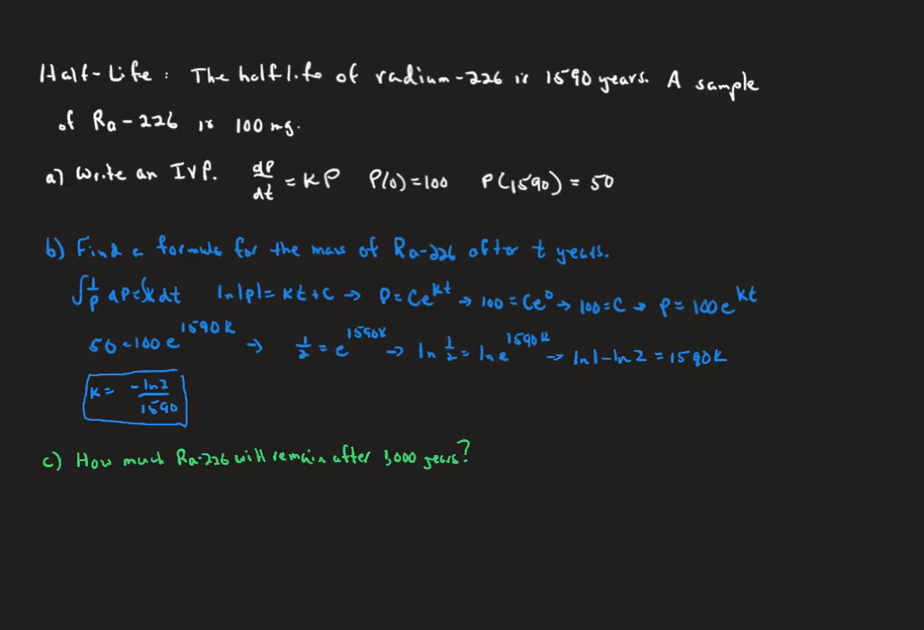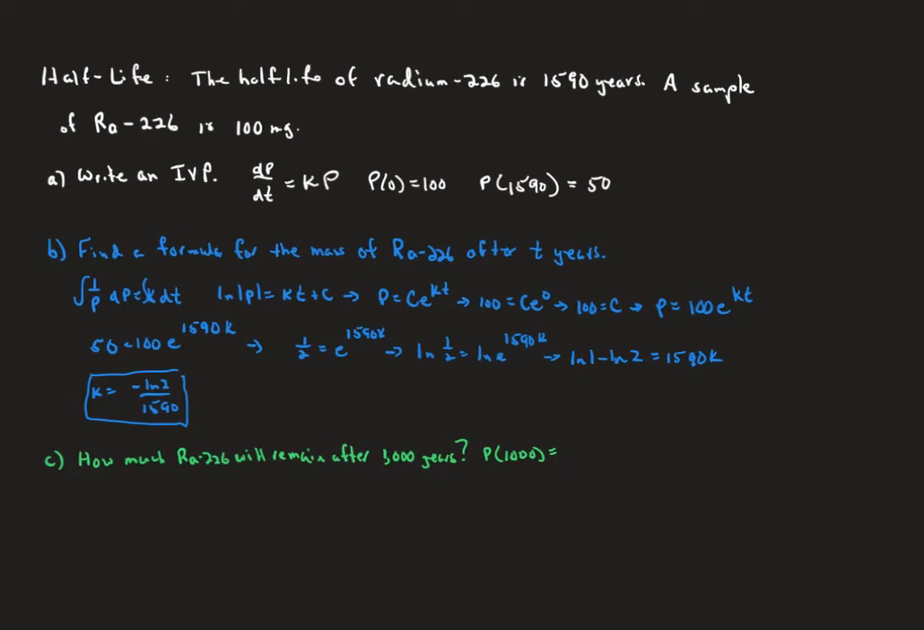So we will use our formula, and I think we're okay with that since we said what the k and the C are. We want to know how much will there be after 1,000 years. So we have our 100, and then it's going to be e to the negative natural log 2 over 1590. That's our k, and we're plugging in the 1,000 for our value of t. Then it's just a calculator problem, and that's going to be approximately 65 milligrams after that 1,000 years.